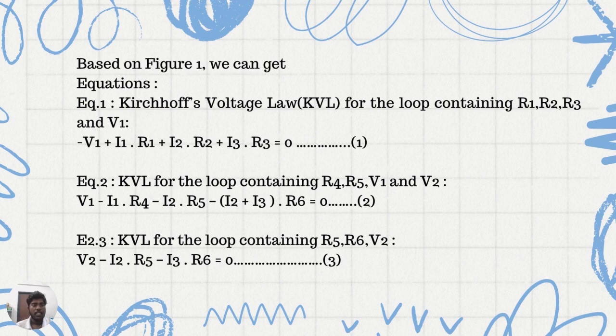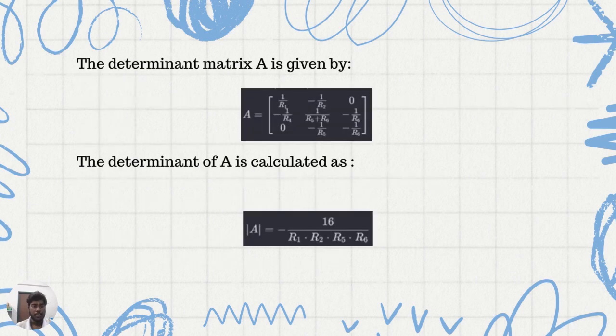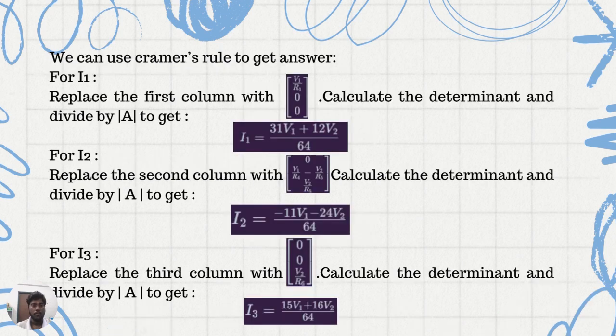Second, Kirchhoff's voltage law for the loop containing R4, R5, V1 and V2. We can get the second equation. And third, we can get the third equation. Using these equations, we can get the matrix. Using this matrix, we can calculate the determinant of this matrix. After that, we can use Cramer's rule to get the answer.